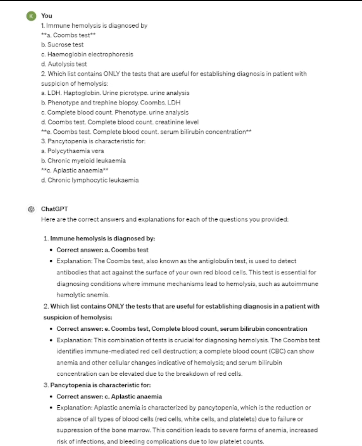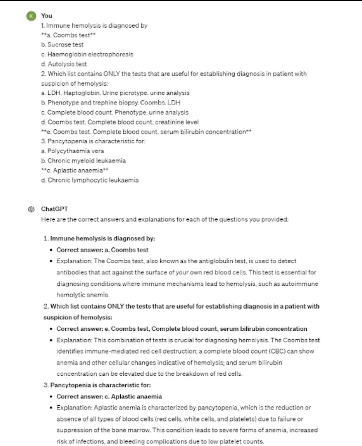Here are the correct answers and explanations for each of the questions you provided. 1. Immune hemolysis is diagnosed by: correct answer A, Coombs test. Explanation: The Coombs test, also known as the antiglobulin test, is used to detect antibodies that act against the surface of your own red blood cells. This test is essential for diagnosing conditions where immune mechanisms lead to hemolysis, such as autoimmune hemolytic anemia.